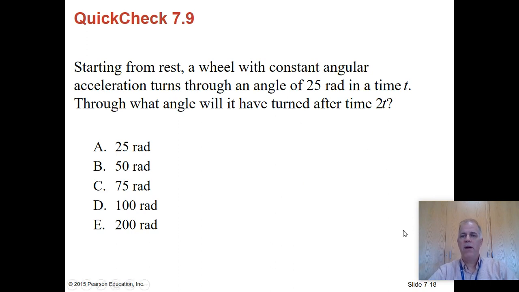And then compare one time period versus 2 time periods with the same acceleration. They don't give you the acceleration, but the implication here is that the acceleration is the same in both places. So anyway, here's the answer. And it does come out to be 100 radians.